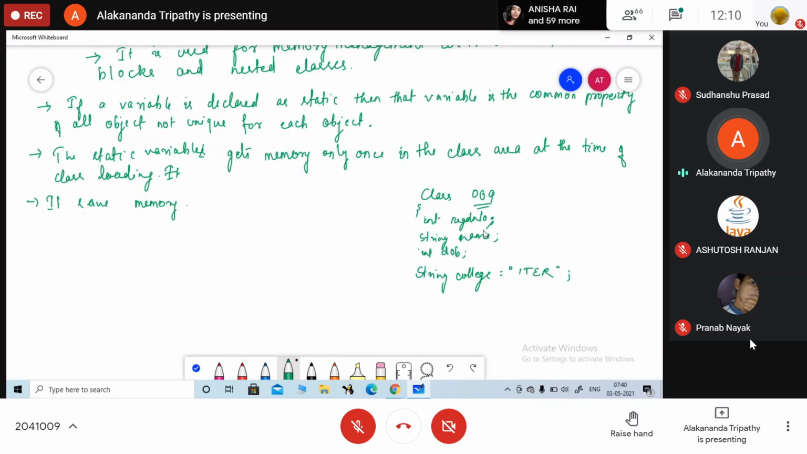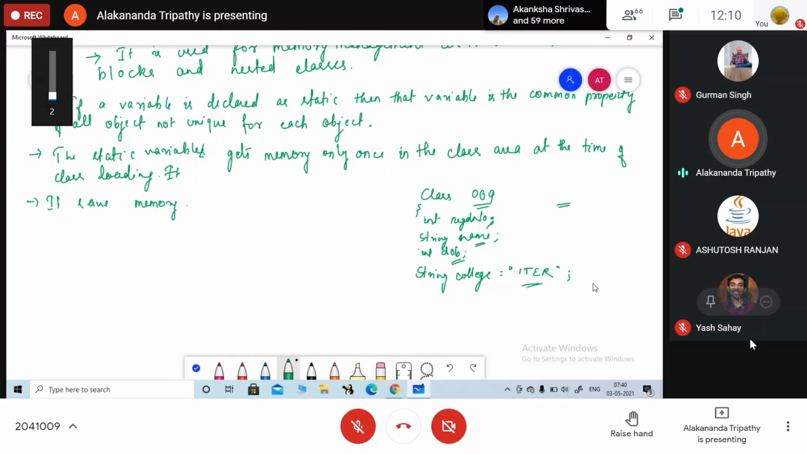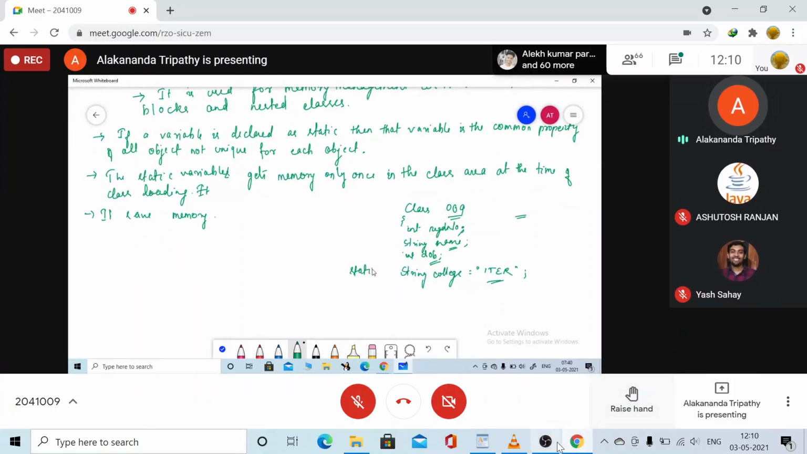Now I am just saying here, does every student have the same registration number, or do you have different registration numbers? Last 3 digits or 4 digits? Everyone's is different? Yes, ma'am. Okay, similarly name, all have different names. I think all will have different dates of birth. But the college you are studying in, what is it for everyone? Same. So can I declare it as static?